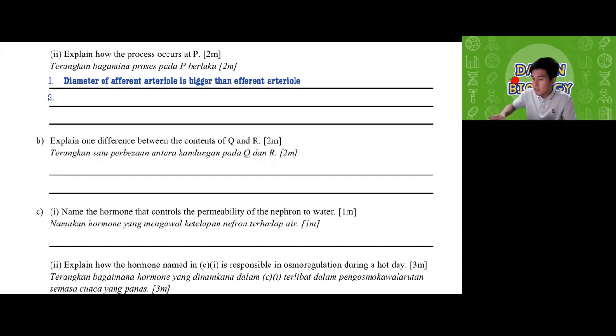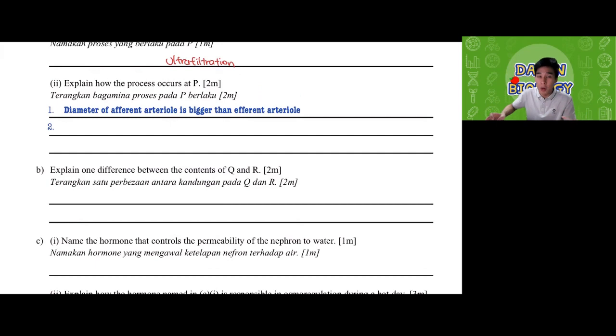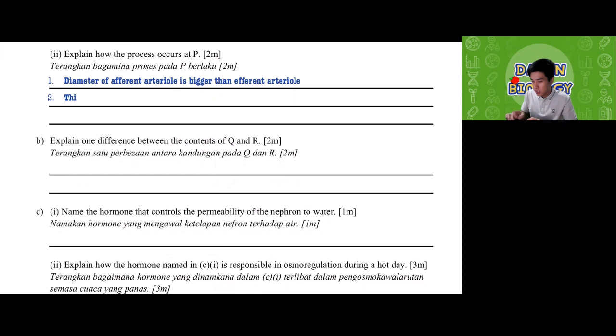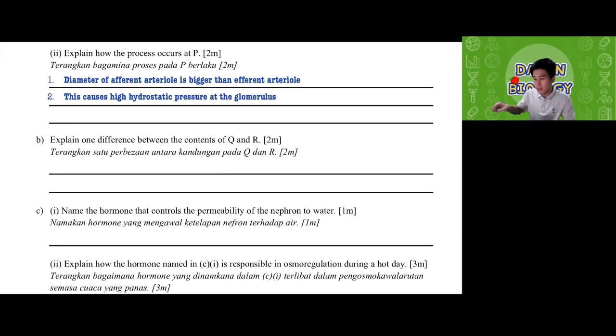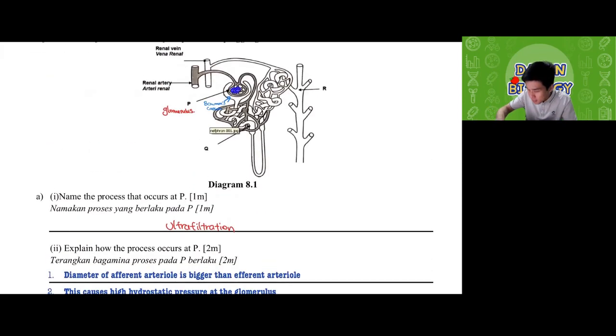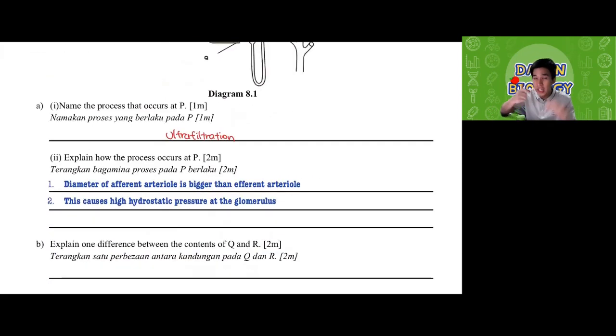Okay, come. Next. Diameter of afferent arteriole bigger than efferent. So remember, big becomes small. Suddenly you will have high hydrostatic pressure. Yeah, so must put hydrostatic pressure. If pressure only, they might mark you wrong. So better to say high hydrostatic pressure. So you can say this causes high hydrostatic pressure. And must say at the glomerulus, because the high pressure is inside here. This is where the A and the E meet. So must be in the glomerulus.